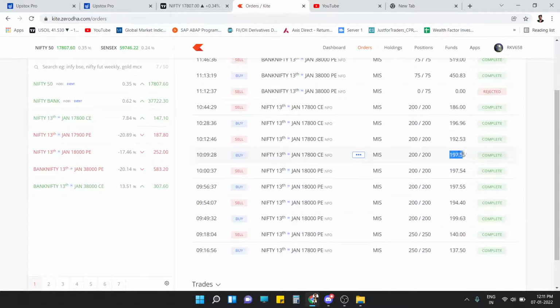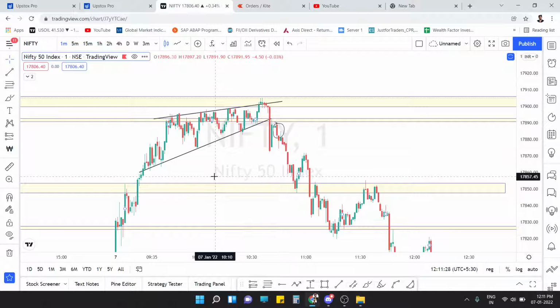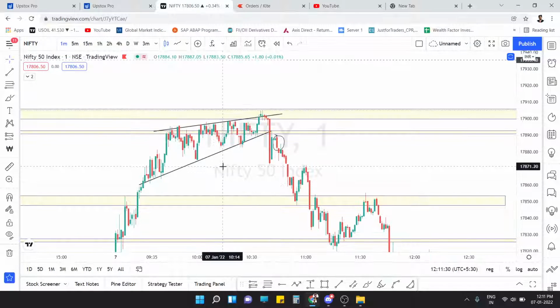If you see over here, I entered at 197 and I exited at 10:09. If you see the 10:09 candle, where was that? Just look at this, right? At this candle, this consolidation was over and it had just given a fresh breakout, so I entered and it came down and I took SL, right?